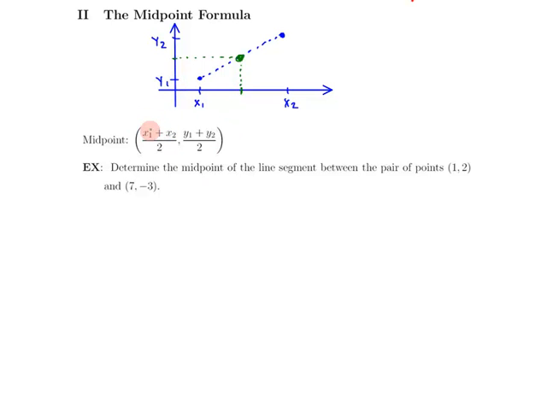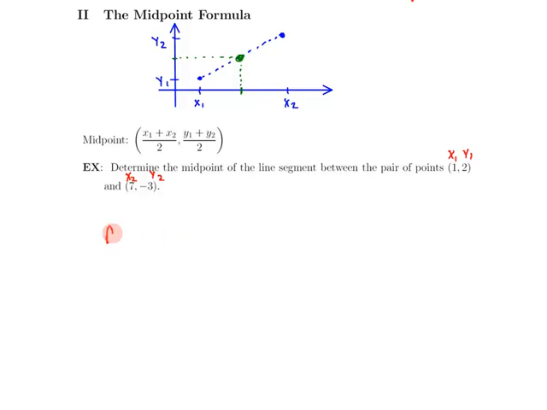The x-coordinate for the midpoint is x1 plus x2 divided by 2, and the y is y1 plus y2 divided by 2. So simply, to find the midpoint of the line segment between the point 1, 2 and 7, negative 3, I would again label them as x1, y1, and x2, y2, and average the x's and average the y's.